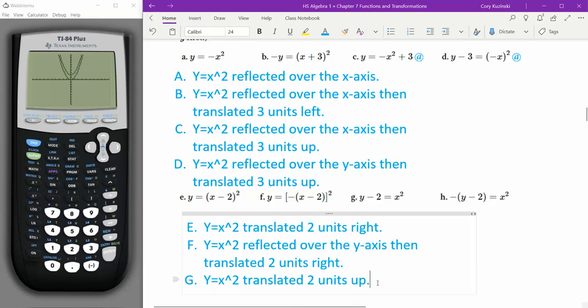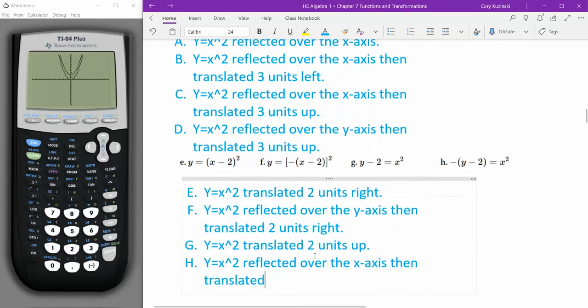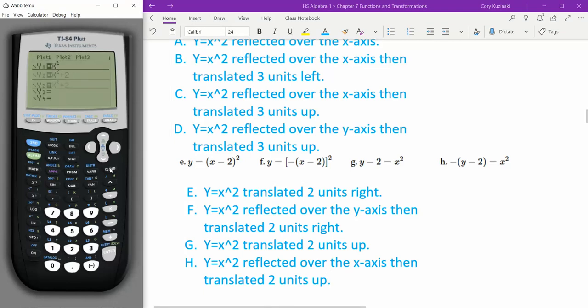One more. Y has been replaced with y minus 2. That's a translation 2 units up. And then also the output has been changed from y minus 2 to the opposite of y minus 2. So this is, let's see, y equals x squared reflected over the x-axis, then translated 2 units. Should be 2 units up, I think. We'll obviously graph it to check. It's a nice thing about having a graphing calculator.